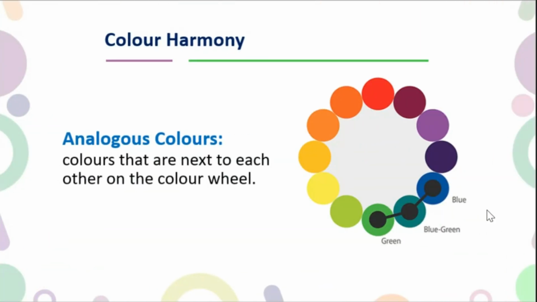And we also have analogous colors. Analogous colors are the colors that sit close to each other on the color hue. So when you take blue, blue-green, and green, they are next to each other on the color hue. So we can say blue, blue-green, and green are what? Analogous colors. You can also take red-violet, violet, and blue-violet, for instance. They are also what? Analogous colors.